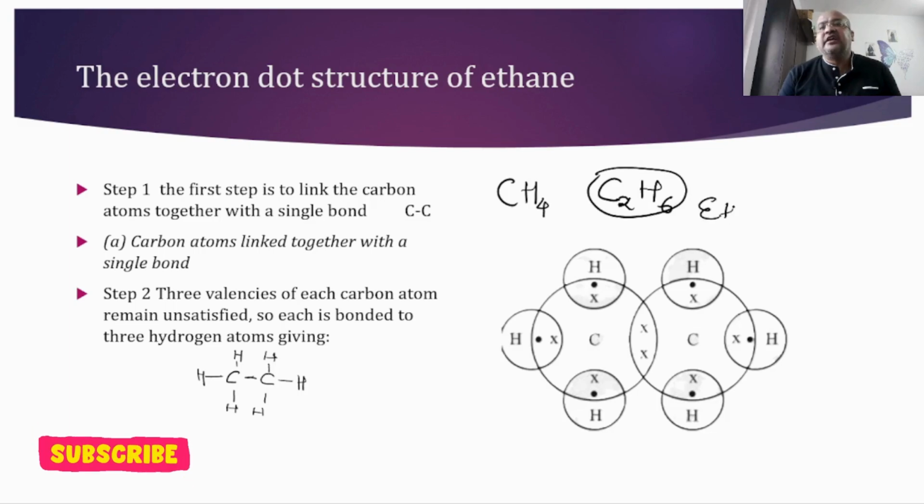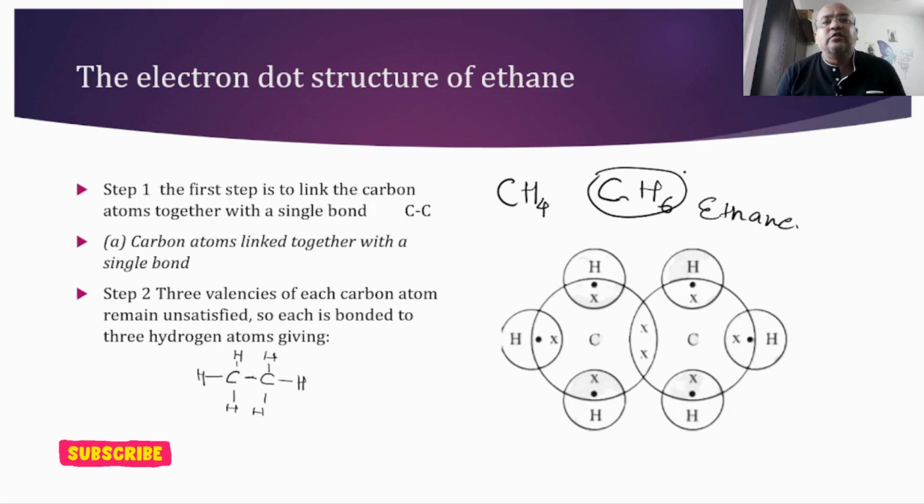This is my ethane. Let us try to find out how to write down the electron dot structure of ethane. The first step is to link the carbon atoms together with a single bond. We know there are 2 carbons, so here we will put a single bond between them.